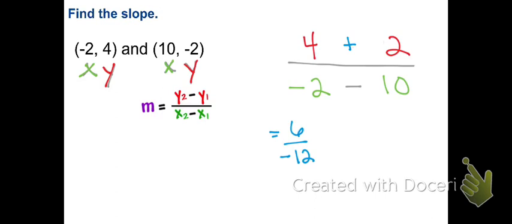6 over negative 12? No, think of this as a positive 6 divided by negative 12. A positive divided by a negative is a negative number. So I'm just going to put the negative sign out front and then 6 over 12. Can I simplify that? Yeah, 6 and 12, I can divide both of those by 6. So this is negative 1/2.